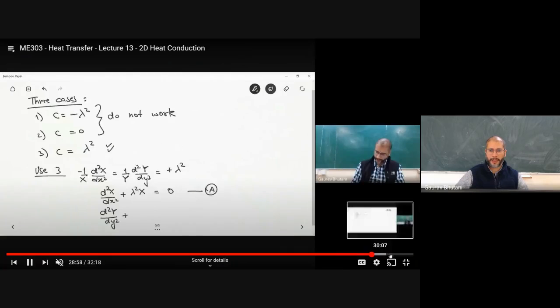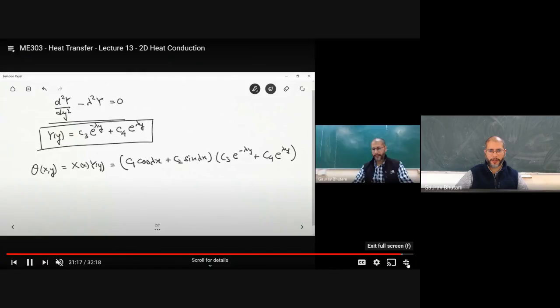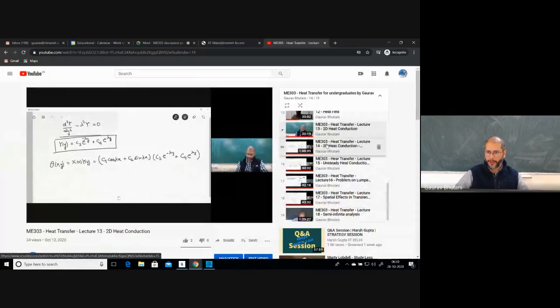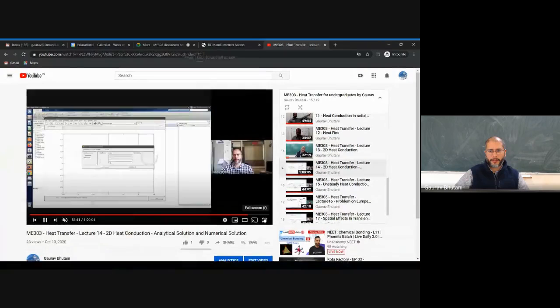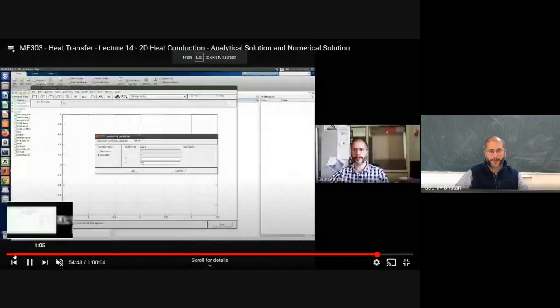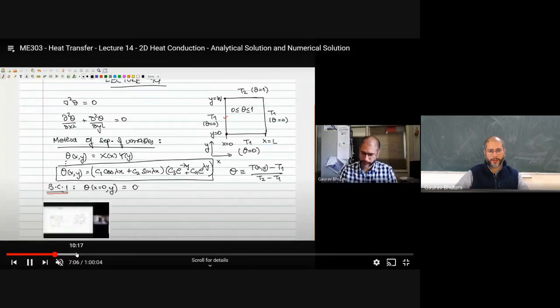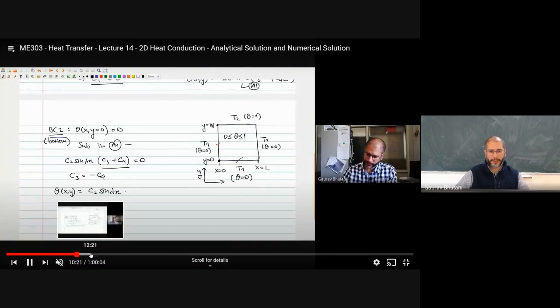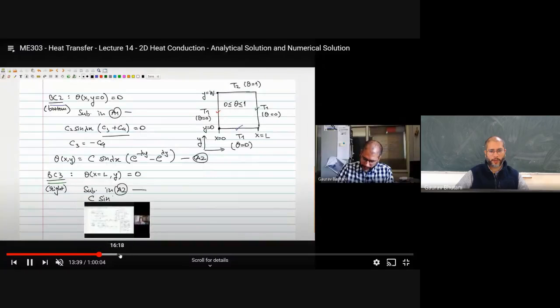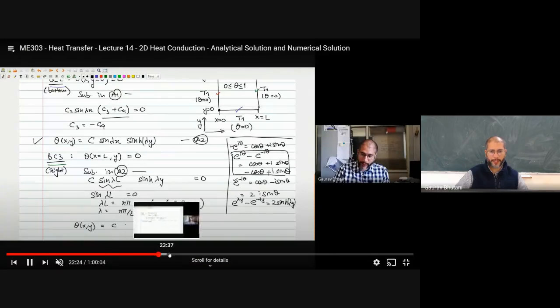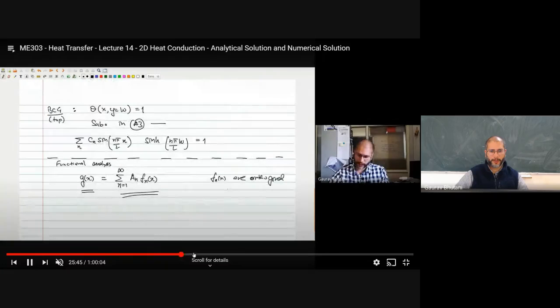So after applying this method of separation of variables and the boundary conditions, it gave us an infinite series solution where we also learned how to use the idea of orthogonality of trigonometric functions, sine and cosine functions, to get the values of the constants in this case. So finally, we had an expression for the overall analytical solution.